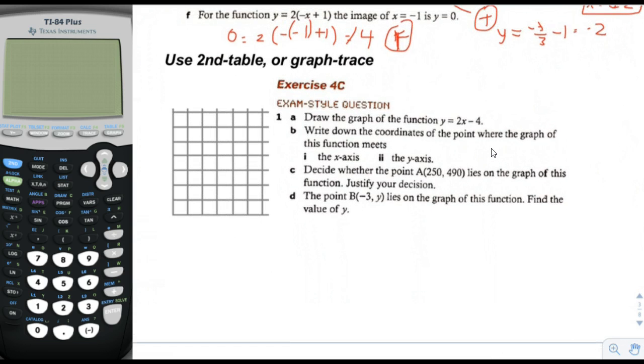Okay, last question, 4C. Draw the graph of the function y equals 2x minus 4. Now, we're used to doing problems like this, right?